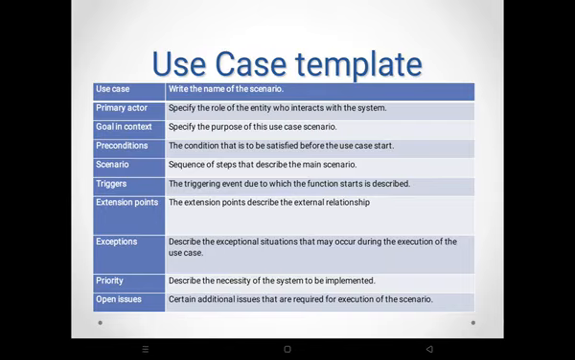In a library management system, who interacts with the library management system? A faculty or a student. The faculty or a student is called the primary actor, right? So the primary actor specifies the role of the entity who interacts with the system.